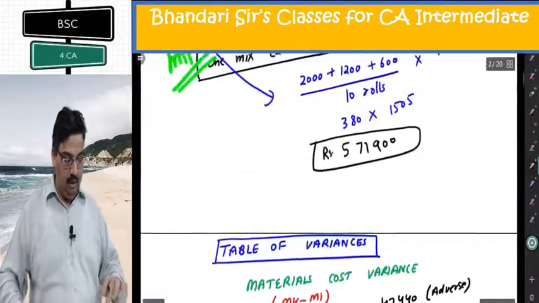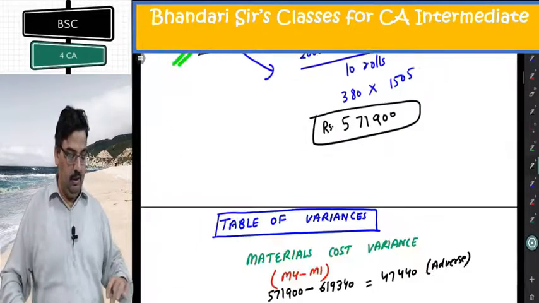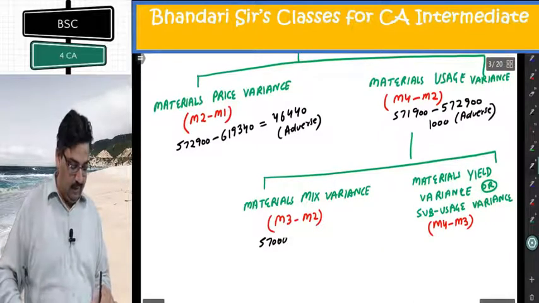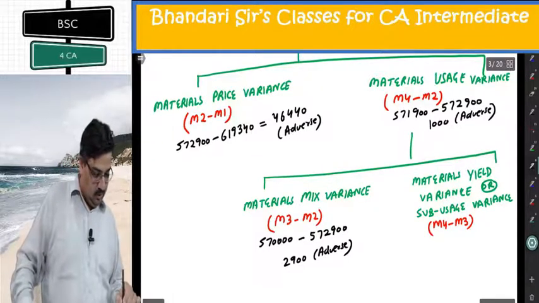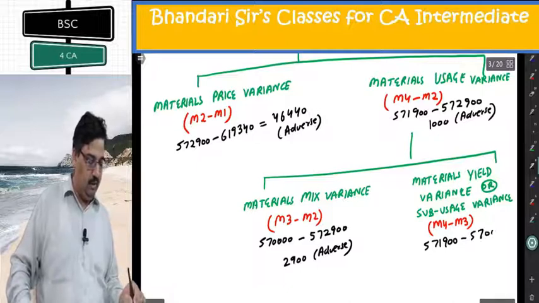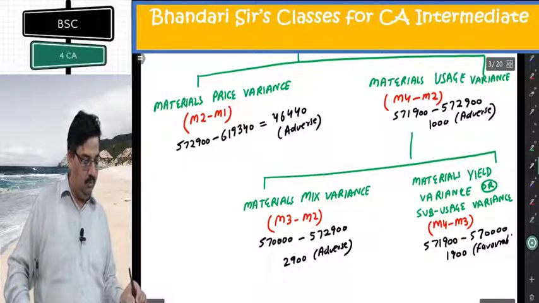Further, M3, we computed M3, 5,70,000. 5,70,000 minus 572,900, 2,900 adverse. This is 571,900 minus 5,70,000, 1,900 favorable.